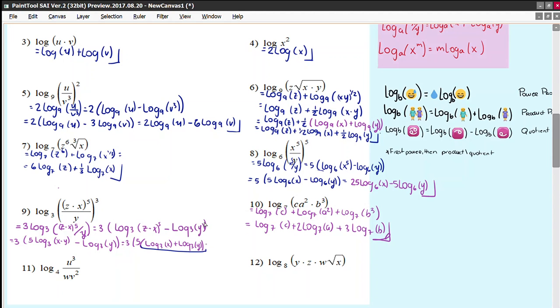minus logarithm base 3 of y. So if I just apply the distributive property, this is 3 times 5, this is 15 logarithm base 3 of x plus 15 logarithm base 3 of z. 3 times this one is minus 3 logarithm base 3 of y. And that's it.